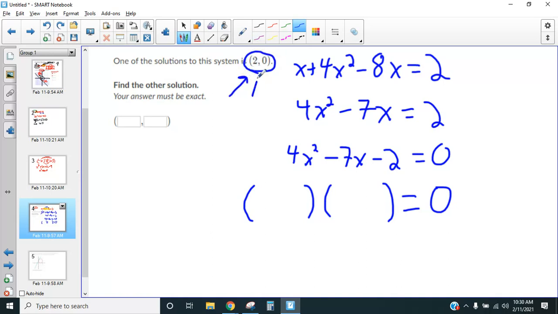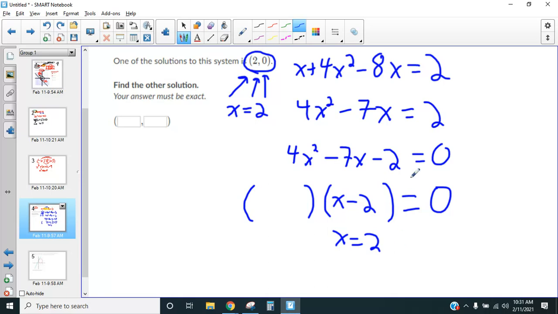Hint, hint, hint. It's telling us that x is equal to 2 is a solution. So if x equals 2 is a solution, right, then x minus 2 is one of the factors, right? It has to be. Because if we did this, this would mean that x equals 2. Now, how nice is it that we have one of the factors? We can just figure out what the second one is.